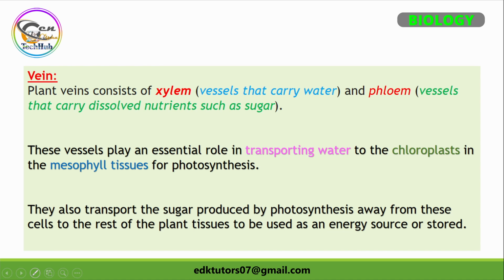So basically the veins, just as we humans have the veins for the transportation of blood, the plants have the veins that transport water and minerals. That is the xylem, transporting water and minerals from the roots to the stem, then to the leaf. And then we have the phloem that transports the manufactured food from the leaf to other parts of the plant.